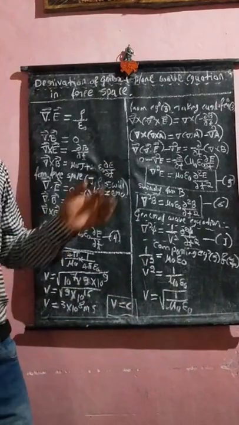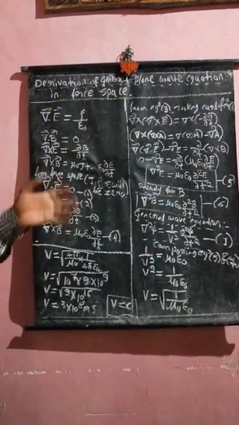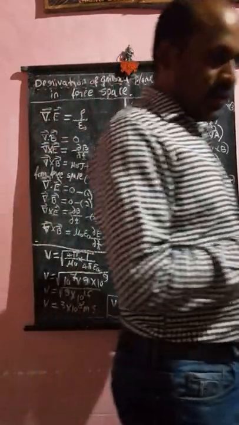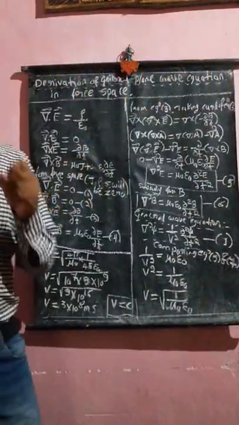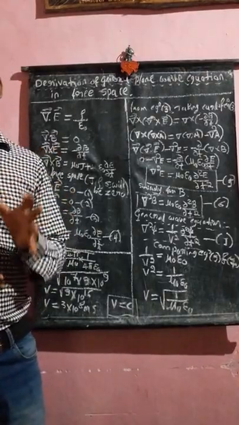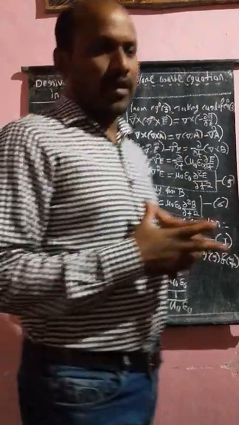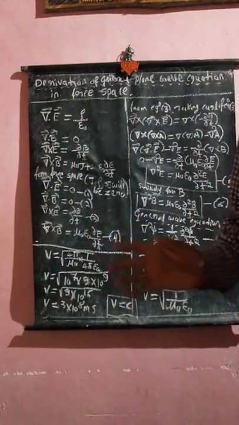Both are the same. After this whole explanation, we conclude that according to Maxwell, light is a form of electromagnetic waves. Thank you so much.